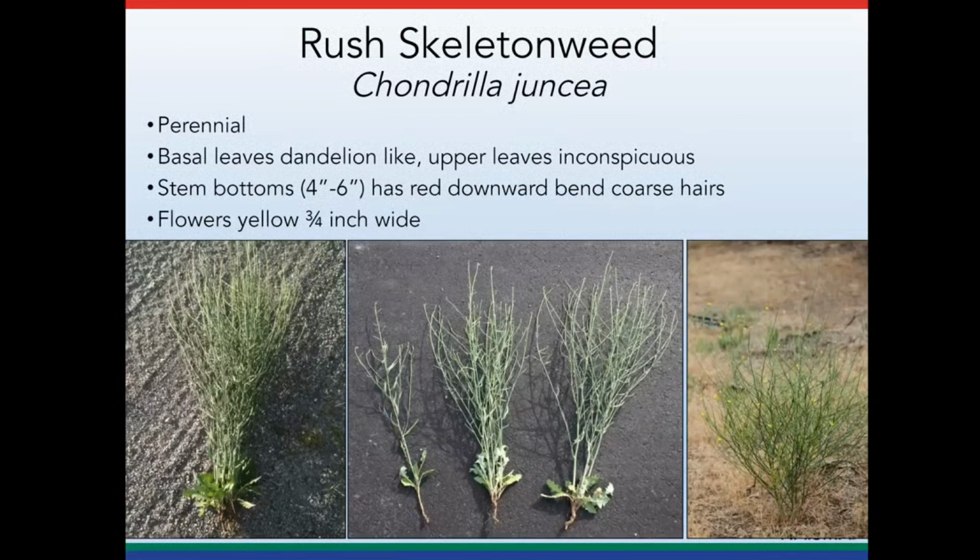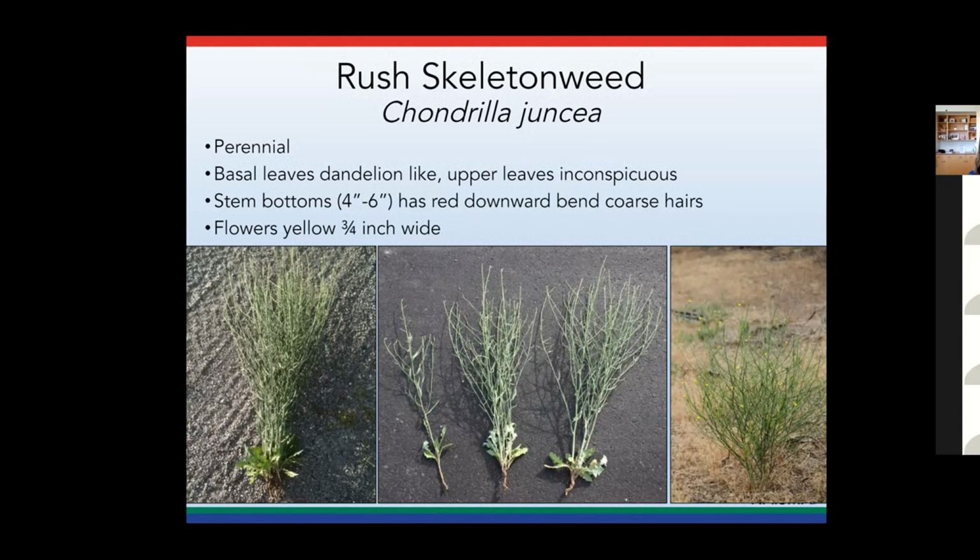Then we move on to rush skeletonweed, another aster that we have to deal with. It's a perennial, has basal leaves like a dandelion, and the upper leaves on the stem are very inconspicuous or not there. The leaves on the stem tend to be really reduced or absent. The very bottom 4 to 6 inches of the stem will have these red or rust colored, downward bent coarse hairs. And then very small, 3/4 of an inch wide, yellow flowers on the tops of the plants.